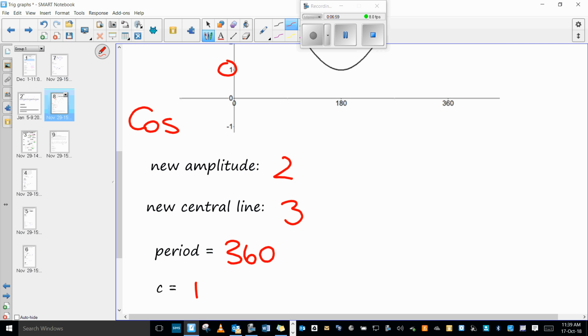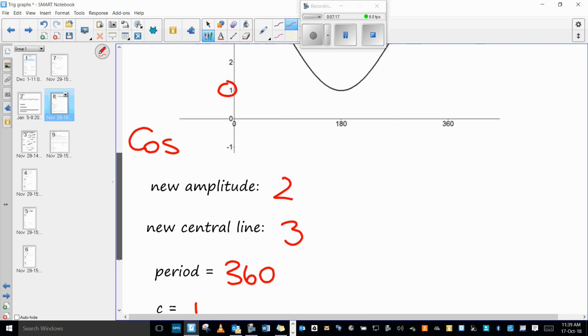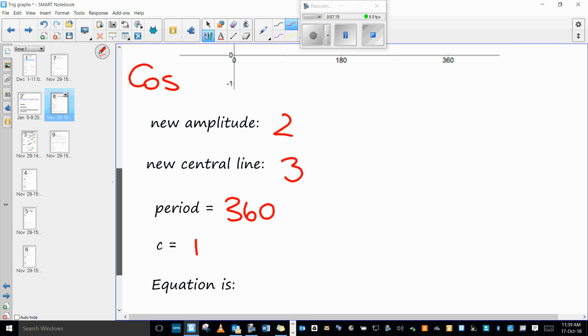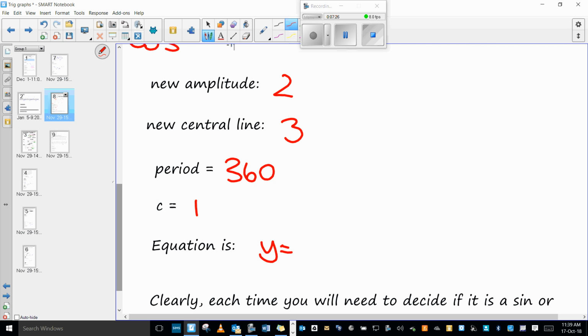Yes, because we know that if our period is 360, there is no coefficient of x. And the amplitude is 2, because we know that from our central line up to the top, or the central line down to the bottom, is a value of 2. So then we can put all of that information together, and we know our equation is y equals what? Where do our numbers go? What number goes first? Do you remember?